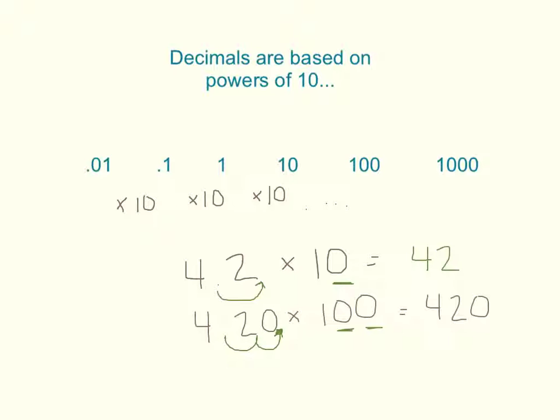Let's try a few more problems. Let's say that I'm going to be working with the number 301 1,000th times 10. Well, in this case, I only have one zero, so I'm going to be swooping my decimal one place value to the right. My new answer will be 3 and 1/100th.